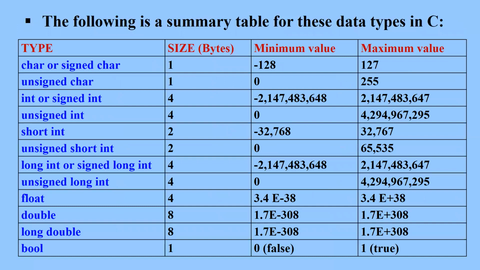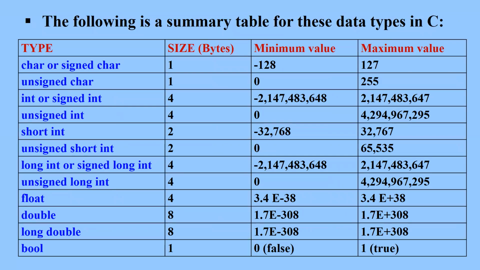Then in C, we have the following. We have char or signed char. It has size 1. It can accommodate a minimum of negative 128 to a maximum of 127. And unsigned char is size 1. It can accommodate a minimum value of 0 and a maximum of 255. Int or signed int is of size 4 bytes.